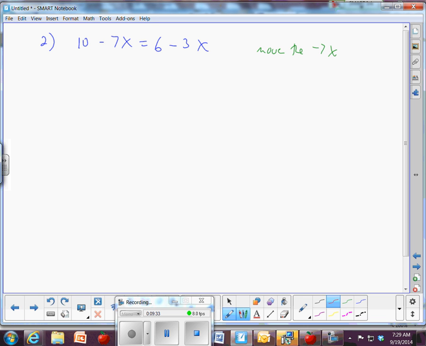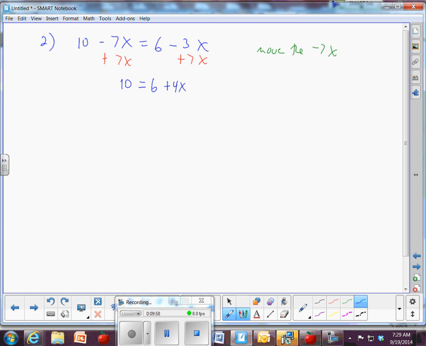Okay, again, how do I do it? By adding its opposite to both sides. So I'm going to add a positive 7x to the left side of the equal sign, a positive 7x to the right side of the equal sign. On the left side, the only thing left is the 10. On the right side, we still have the 6. 3 negatives and 7 positives leaves us 4 positives of the x's, and so we have positive 4x.